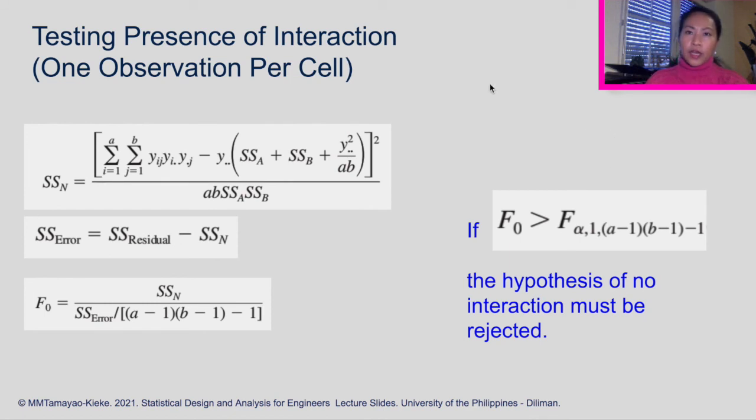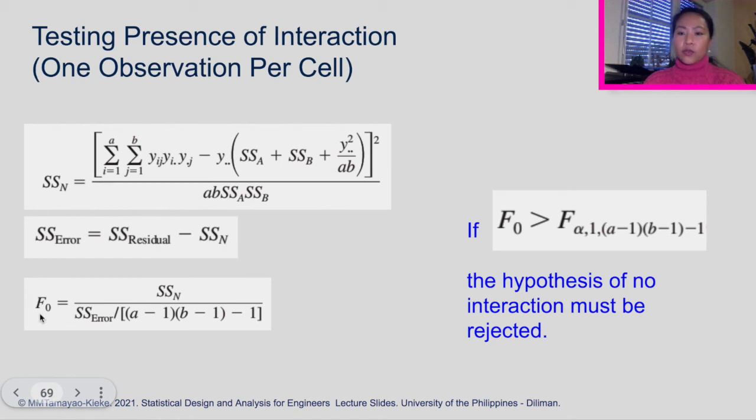To test whether the interaction is present, we can use the procedure developed by Tukey in 1949, as described in the Design and Analysis of Experiments by Montgomery. Now, SSN, or the sum of squares for non-additivity, is computed as such. It looks a little bit daunting, but you already know how to compute each of these terms, and some of them are given. Then your SS error is equal to your SS residual minus SSN.